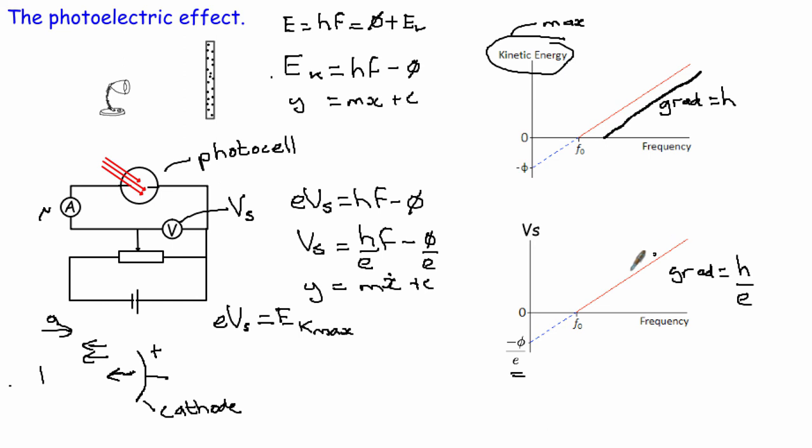The gradient will always be the same. So if we have a metal with a higher threshold frequency, again, we'd get a line like this. The gradient would all be the same, but instead of it just being Planck's constant, it's now Planck's constant divided by the charge of the electron. So the exam board specifically want you to be able to explain how you would use this circuit, what graph you would get, and therefore work out, for example, Planck's constant again.